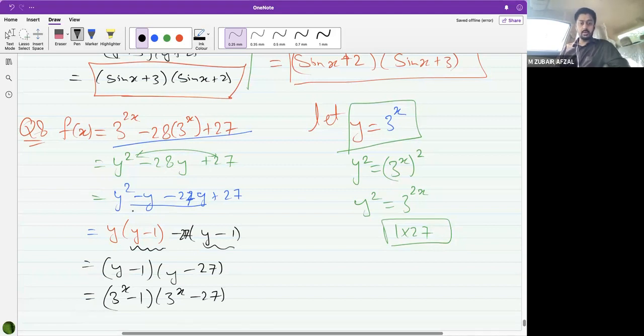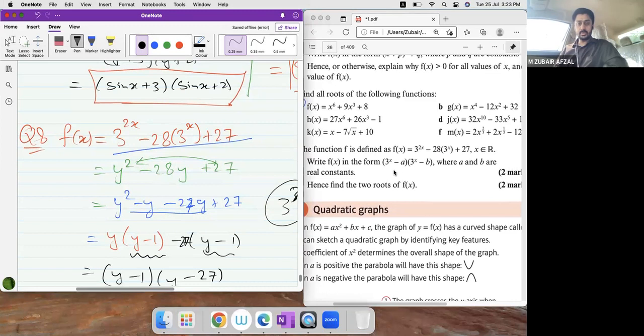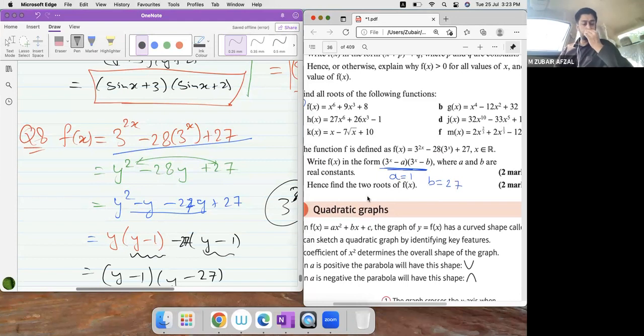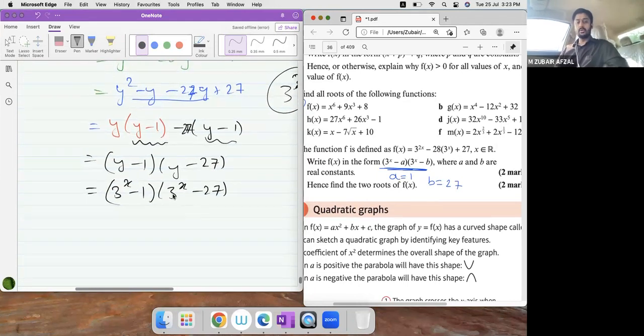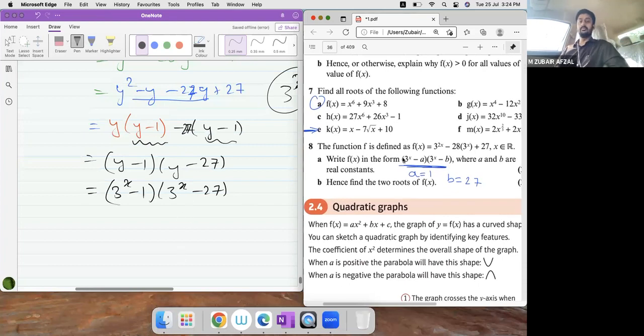What would have happened if I wouldn't have changed y equals 3 power x? Everywhere where I've written y, I would have been writing 3 raised to power x. So if you compare this with your exact question, it said 3 raised to power x minus a and 3 raised to power x minus b. So values of a and b: a is equal to 1, b is equal to 27, in either order, because both are the same. Where a and b are real constants, so it is 1 and 27.